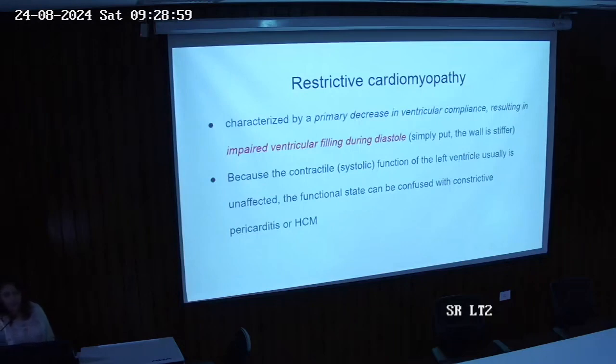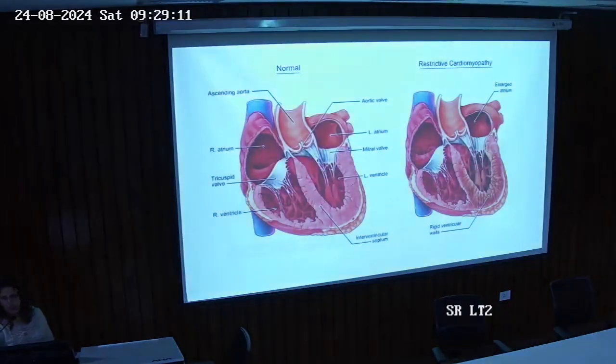It is characterized by a primary decrease in ventricular compliance resulting in impaired ventricular filling during diastole. Okay? What type of dysfunction will be there in this? Somebody said it. Diastolic. Okay? So this is the normal heart and look at this. There is not as much hypertrophy as in HOCM, okay? But it is there and it causes the wall to become stiffer. Okay?